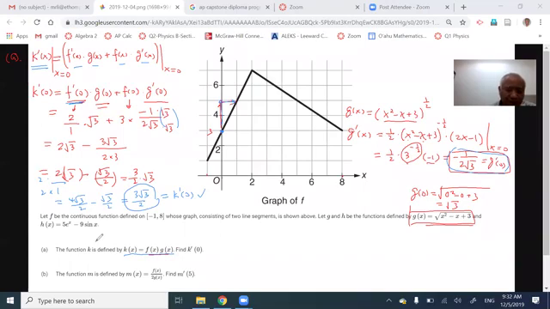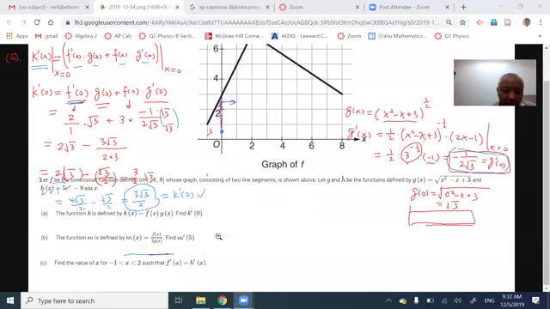All right? Now, we go to part B here. When you go to part B, the function m is defined by this, right? Function m is defined by this. Find m prime of 5, right? The function m is defined by this one. Find m prime. So what are we going to do with this one? We go this way here.